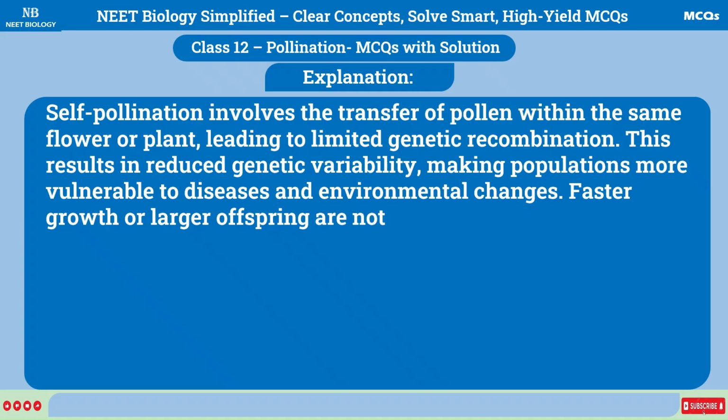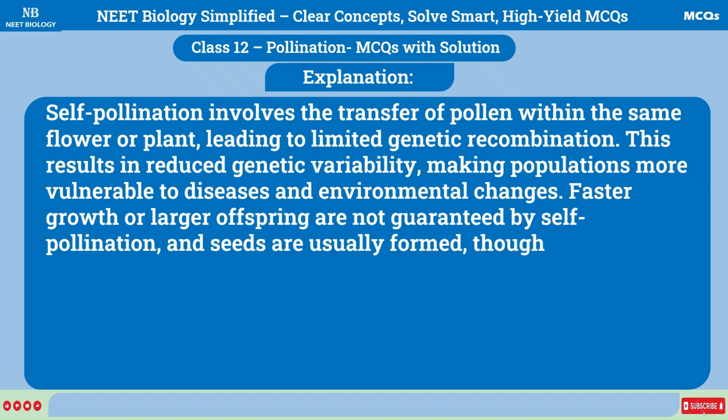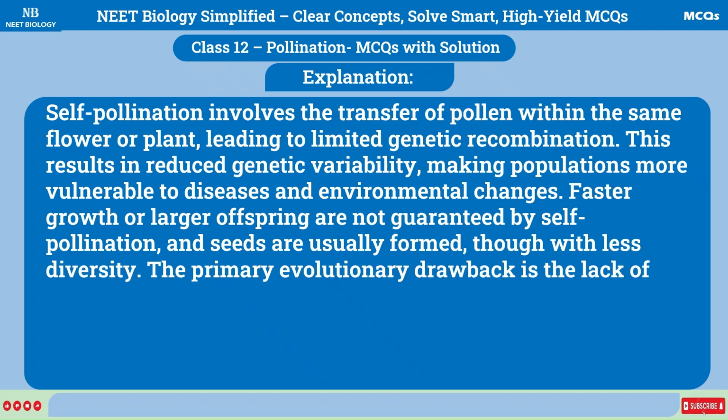Faster growth or larger offspring are not guaranteed by self-pollination, and seeds are usually formed, though with less diversity. The primary evolutionary drawback is the lack of variation.